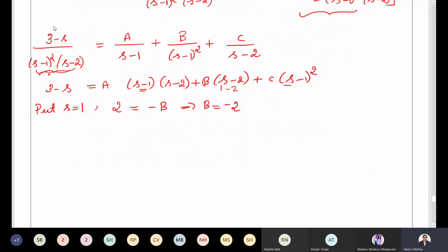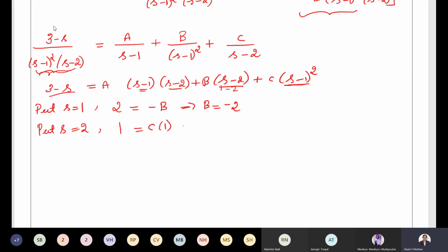Next, what shall we put? Put s is equal to 2. What we will get if you put s is equal to 2? 3 minus 2, which will be 1. That is equal to, this term will be 0, this term also will be 0. So if I put s is equal to 2 over here, 2 minus 1 is 1, 1 whole square into c.